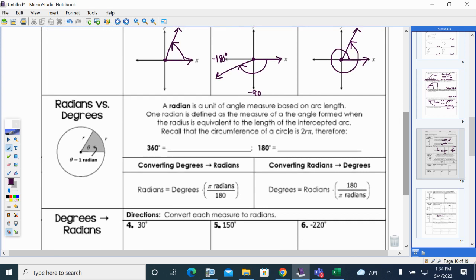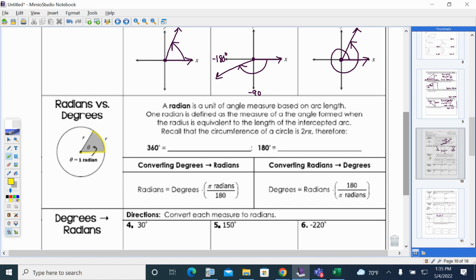All right, so now let's talk about radians versus degrees. Degree measure is a way to measure an angle. A radian is a unit of angle measure based on arc length. 1 radian is defined as the measure of the angle formed when the radius is equivalent to the length of the intercepted arc. So the radius, which would be the distance from the center to the circle, is equal in length to the intercepted arc. That's defined as 1 radian.